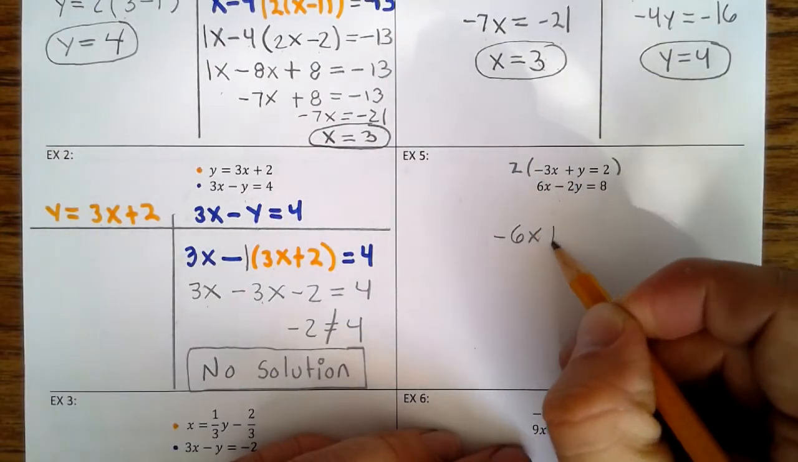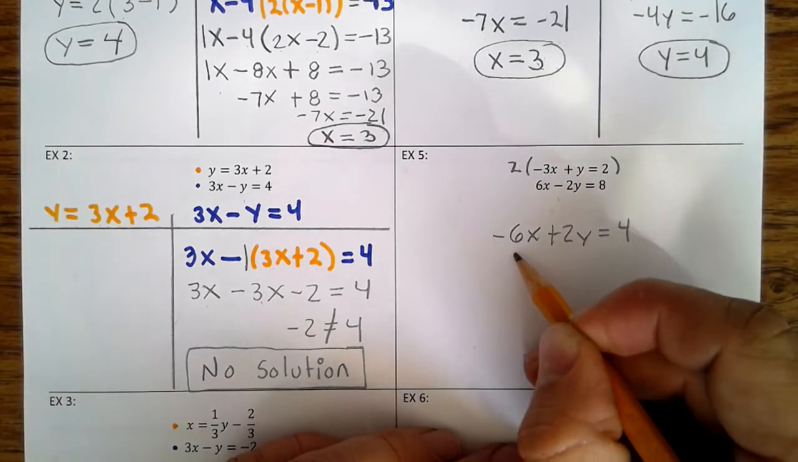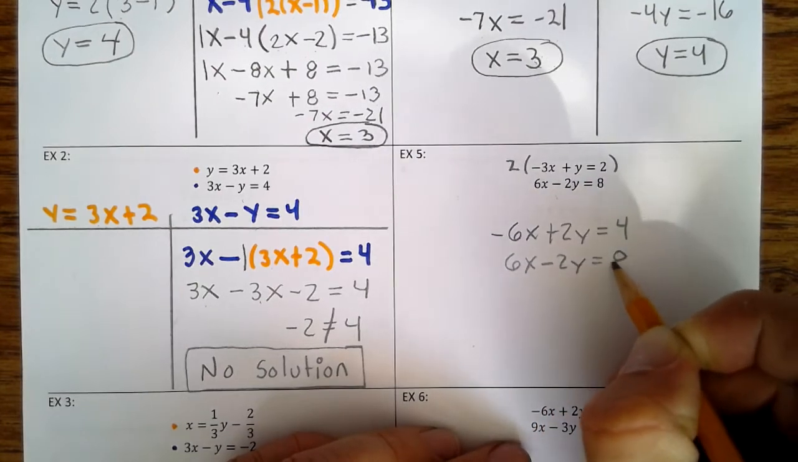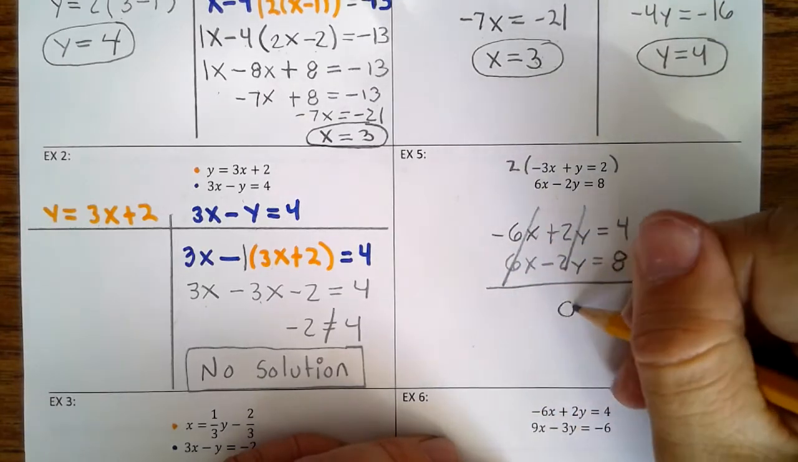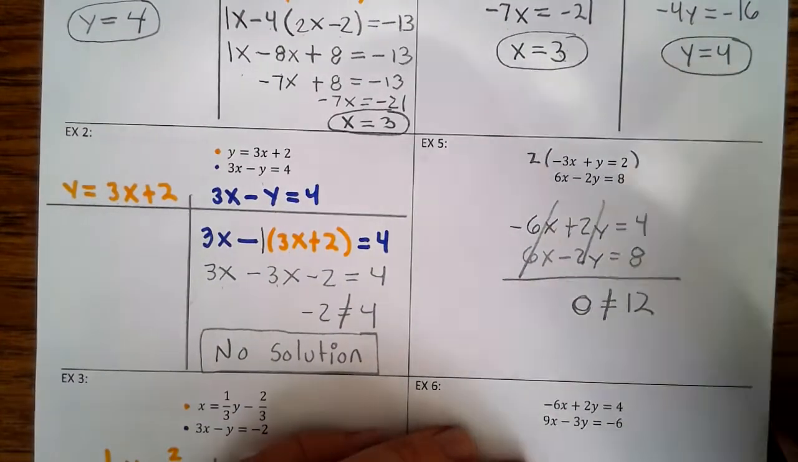2 times y is 2y. And 2 times 2 is 4. Now I have 6x minus 2y equals 8. That cancels. You're left with 0 equals 12. False statement, so no solution.